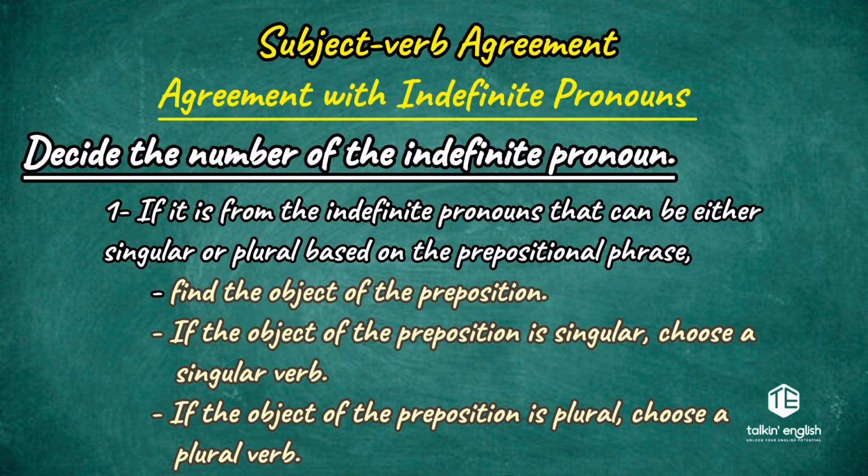If it is from the indefinite pronouns that can be either singular or plural based on the prepositional phrase that follows it, then you have to look at the prepositional phrase and find the object of this prepositional phrase. If the object of the preposition is singular, then you have to choose a singular verb. If the object of the preposition is plural, then you have to choose a plural verb. Now let's apply this way on the coming questions.